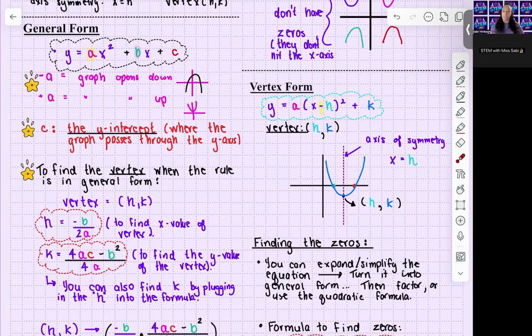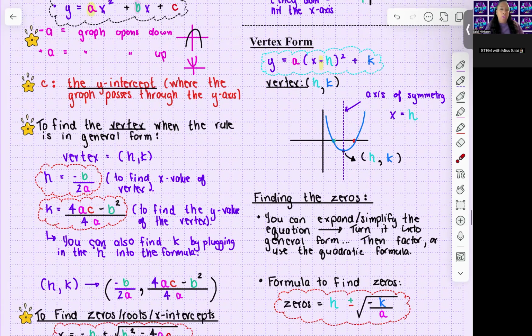If your A is greater than 1, then what you have is a skinnier parabola than the general one. It is a skinny parabola because you have a vertical stretch. So the bigger the number, the more stretched it is, the more skinny it is. If you have a number that's less than 1, like a fraction, so let's say 1/2 or something like that, forget about the sign again, you have a compression. So what you have is a chubbier, a wider parabola, okay?